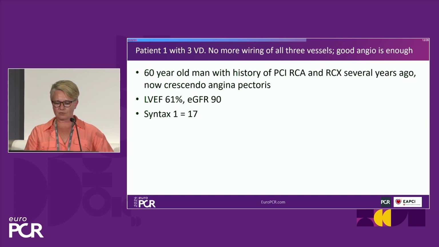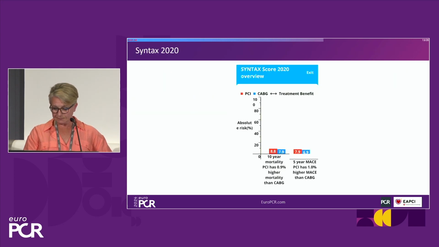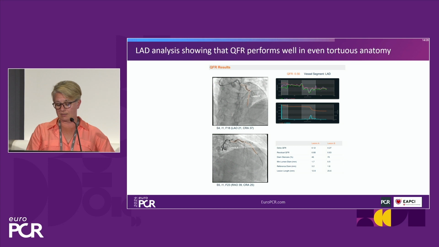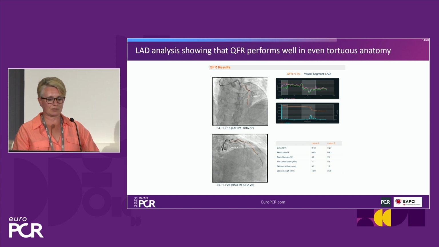Patient 1 with also 3-vessel disease. A 60-year-old man with history of PCI in both the RCA and the CX several years ago, now crescendo angina, and normal kidney function, normal ejection fraction, and what we calculated a SYNTAX score of 17. So you can see that based on the SYNTAX score 2020, he has equipoise for an actually fairly low event rate with both CABG and PCI. But does he really need a CABG? That's the question in the Cath Lab.